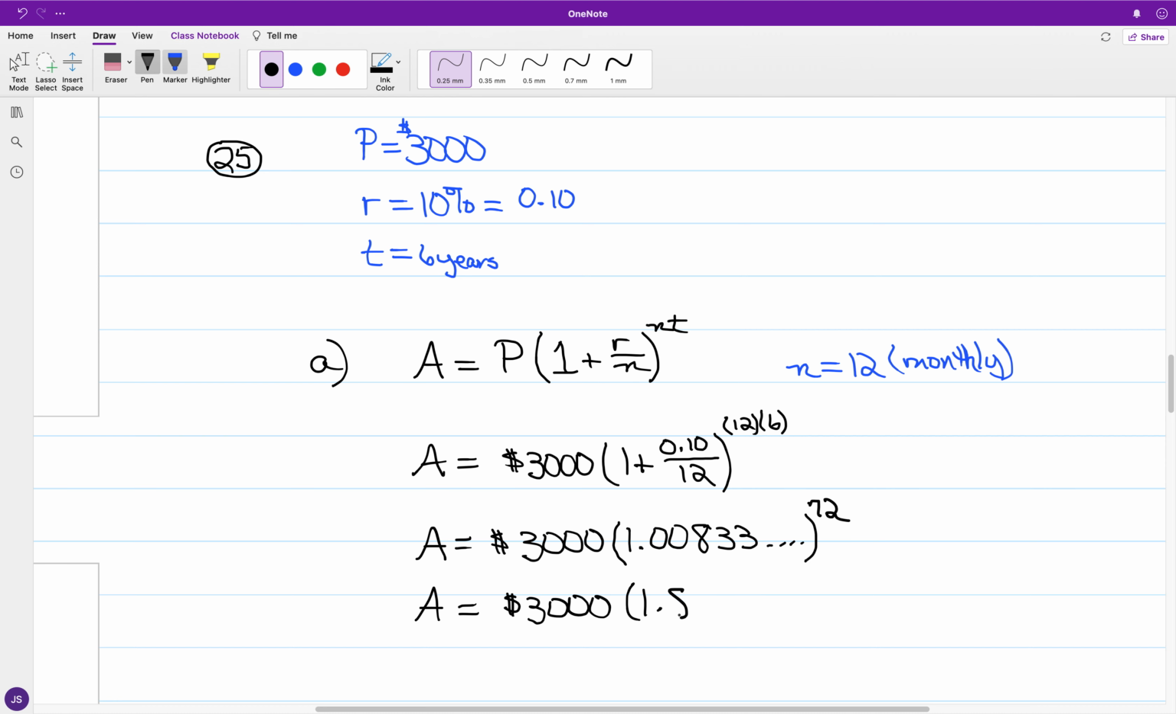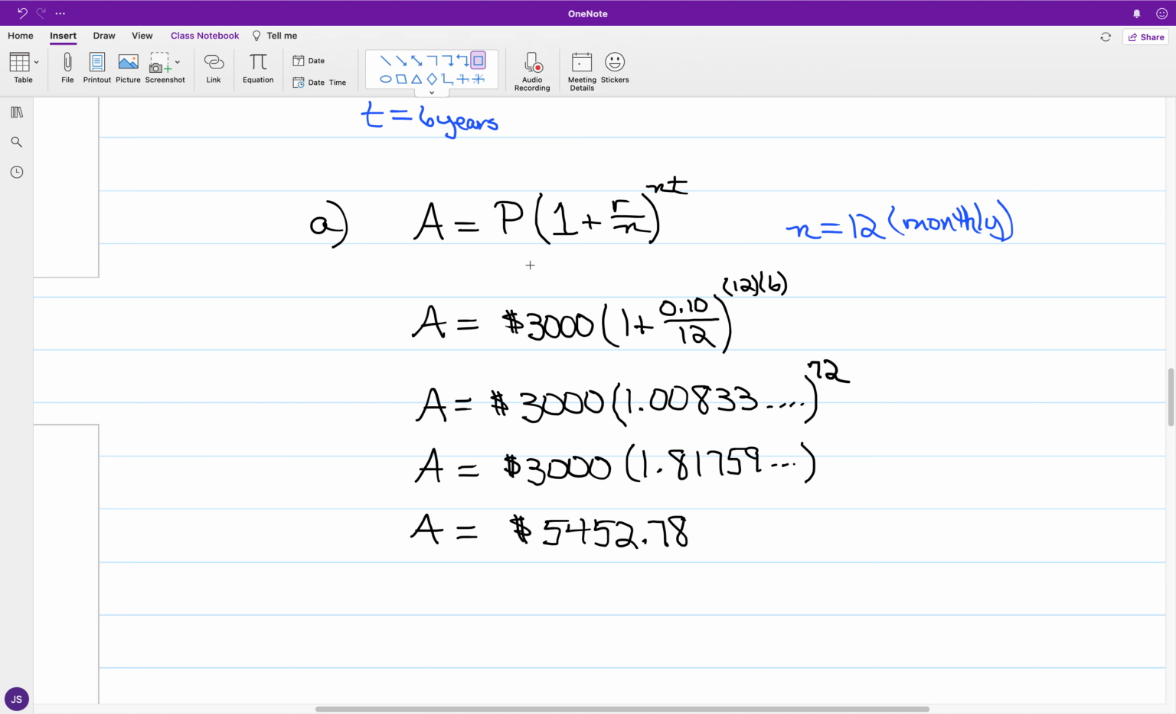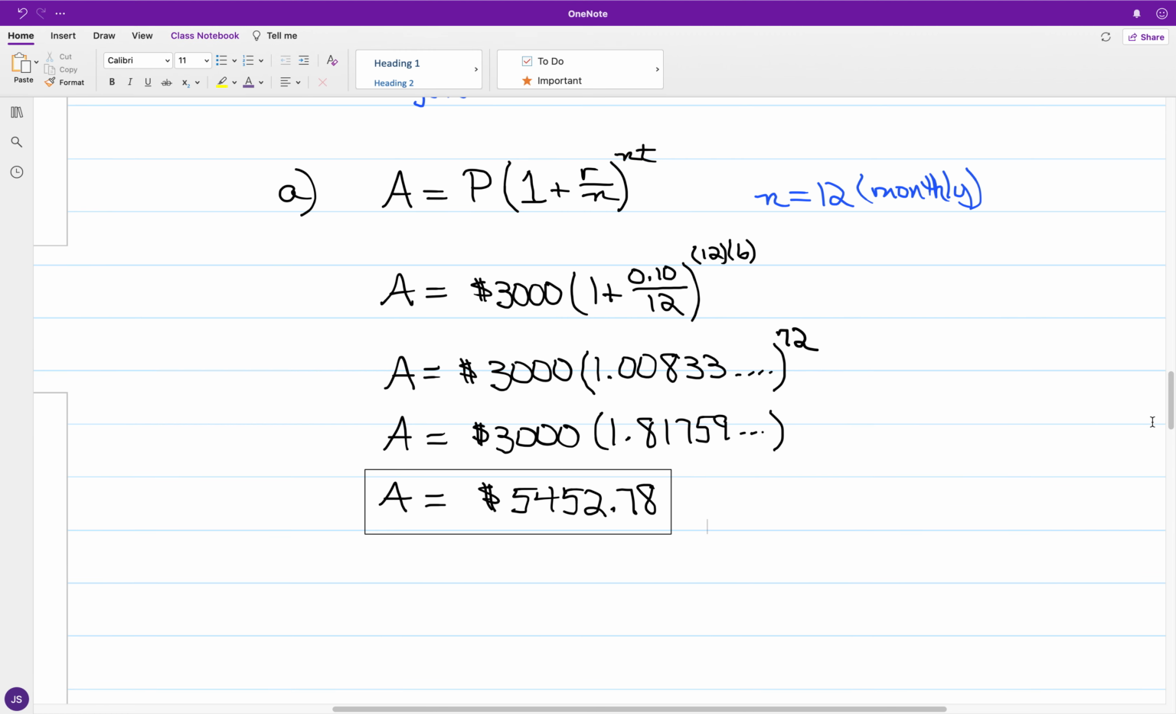And with this decimal value to the 72nd power, we have 1.81759. Just keeping those digits and multiplying by $3,000, in terms of currency, this will come out to right at $5,452.78. And again, this is what we have for monthly compounding with these circumstances.